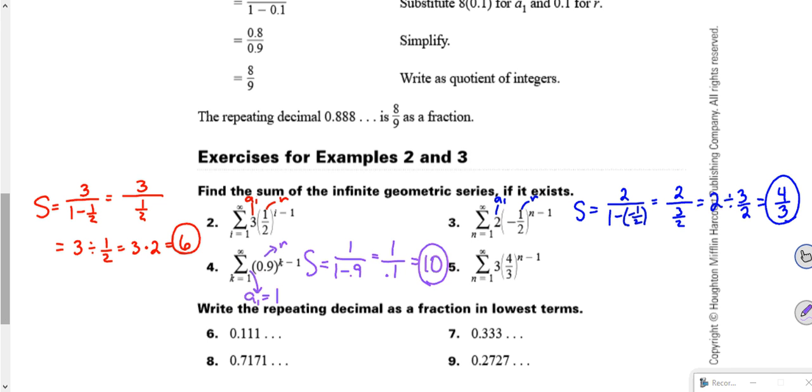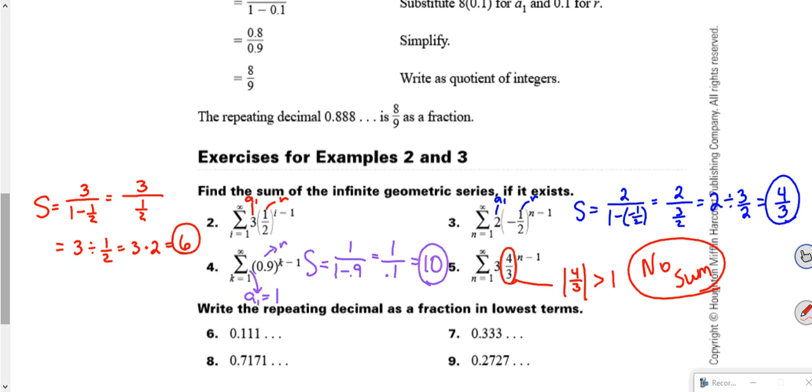Now, number 5. I haven't really pointed this out in numbers 2, 3, and 4, but in number 5, what is wrong with my R? There is no sum. The absolute value of 4/3 is greater than 1. So there is no sum. What that means is if your R is greater than 1, the subsequent terms of your series are going to get bigger and bigger and bigger instead of smaller and smaller and smaller.